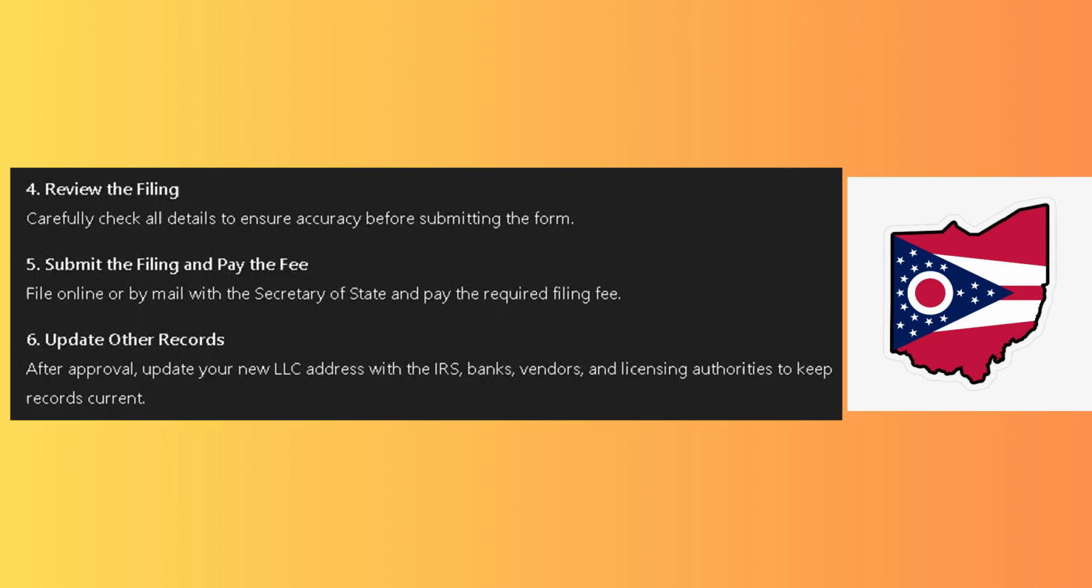Review the filing. Carefully check all the details to ensure accuracy before submitting any of the forms. Submit the filing and pay the fee. You can file them online or by mail with the Secretary of State. Make sure you pay the required filing fee at the same time.